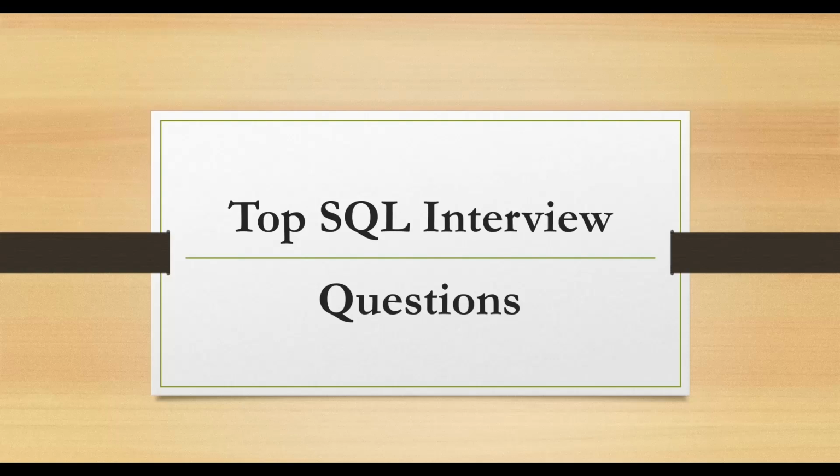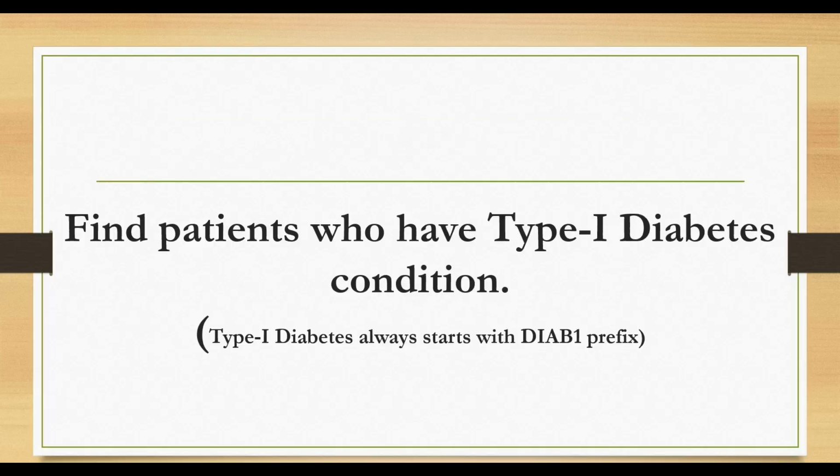Let's see the problem statement of this video. The problem statement says we have to find the patients who have type 1 diabetes condition. So I'm repeating the question. We have to find out the patients who have type 1 diabetes condition.